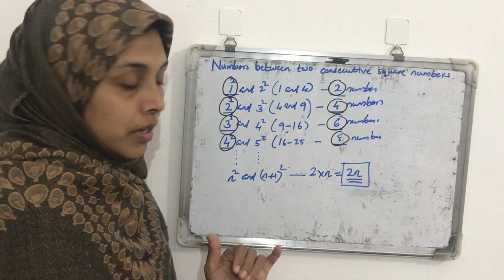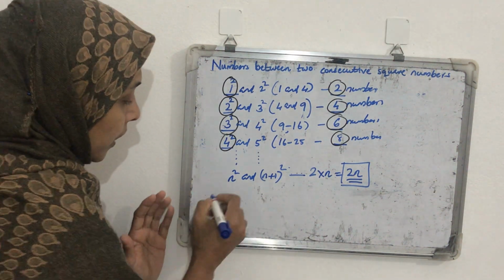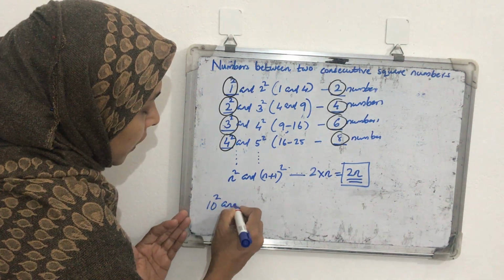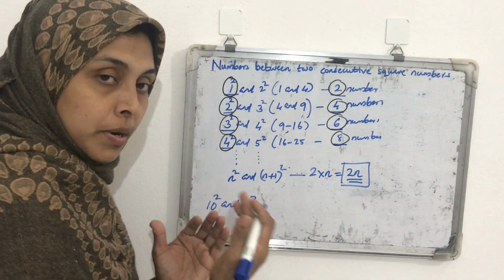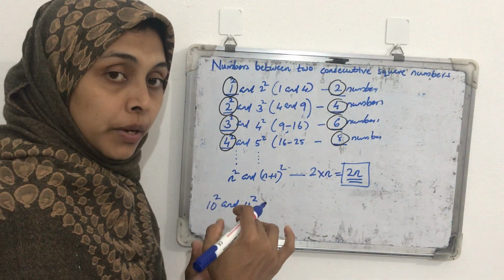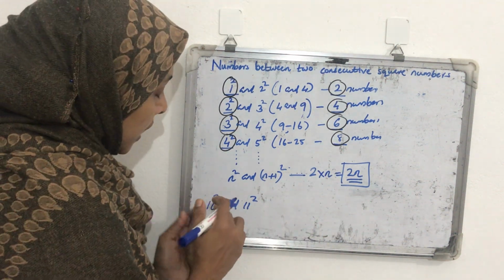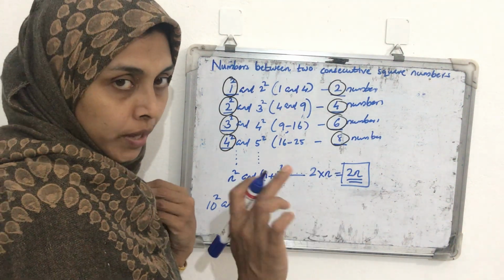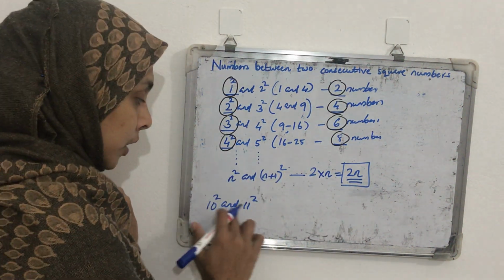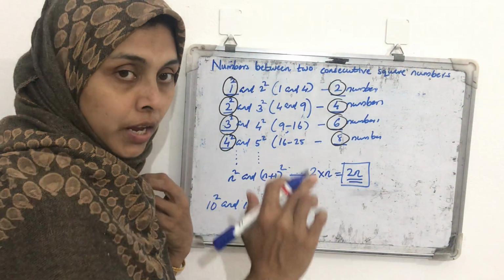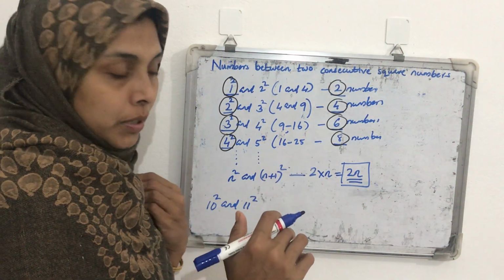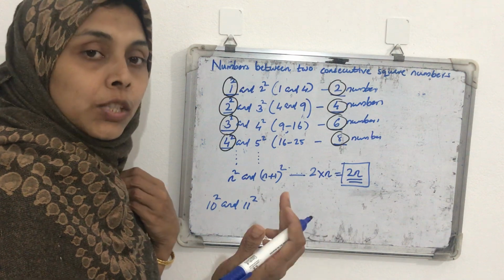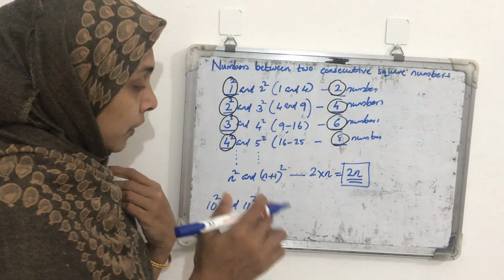Clear? So suppose we take 10 square and 11 square, find out how many numbers are there. Those numbers will be non-perfect square, because in between 10 square and 11 square there will not be any perfect square numbers. So in between these two numbers there will be only non-perfect square numbers. So how many non-perfect square numbers are there? For that we can find out.